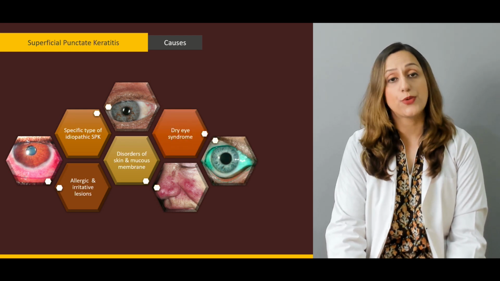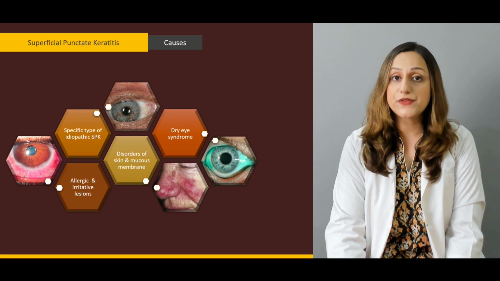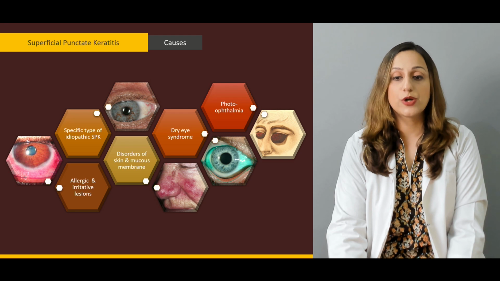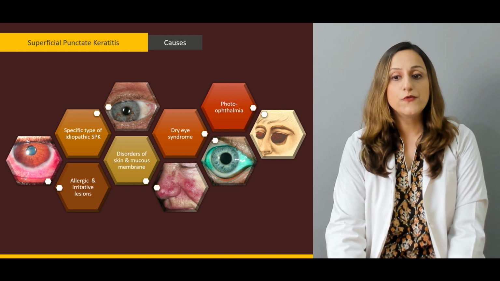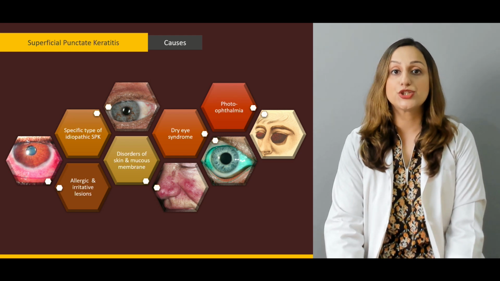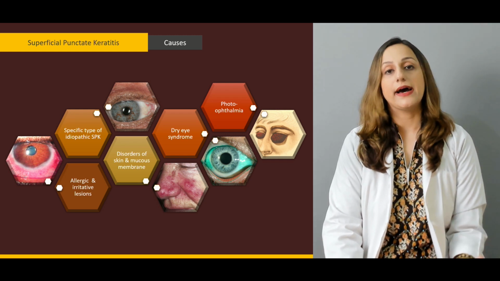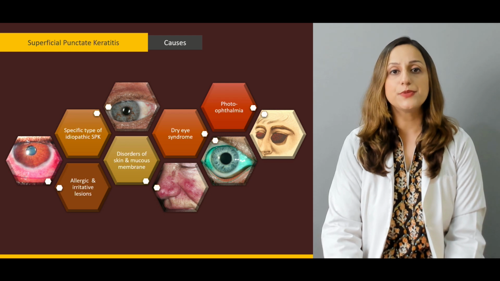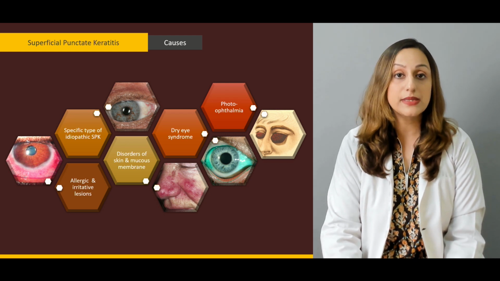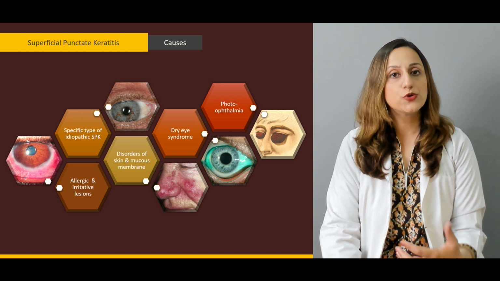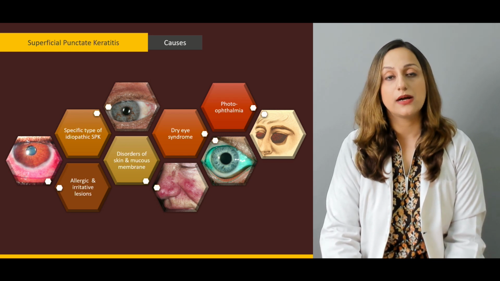Dry eye syndrome, which is also known as xerophthalmia, should also be taken into account, and it's one of the most important causes. Photoophthalmia. So what is this condition? It's quite interesting to know that there are multiple erosions that can occur at the epithelial level of the cornea just by the exposure of the corneal epithelium to ultraviolet rays.